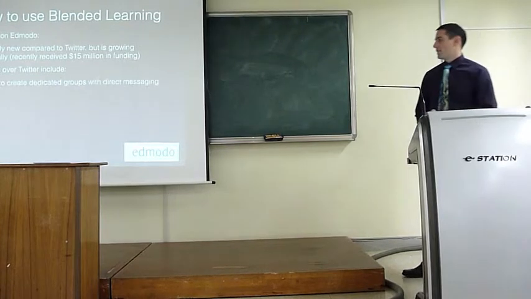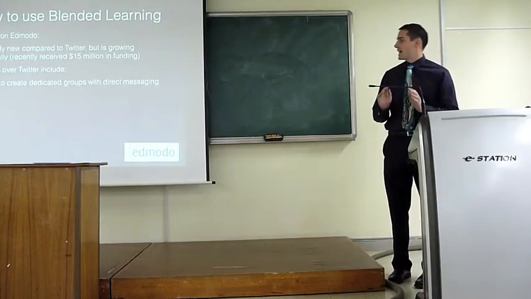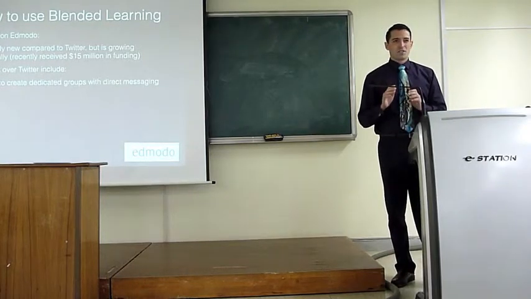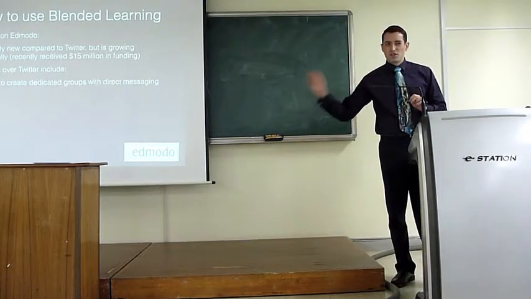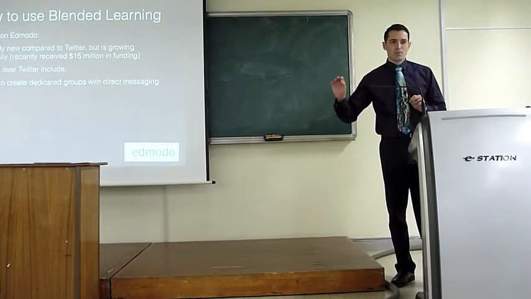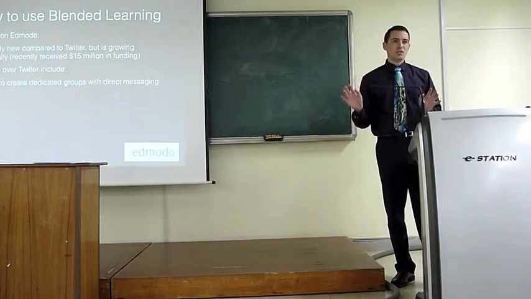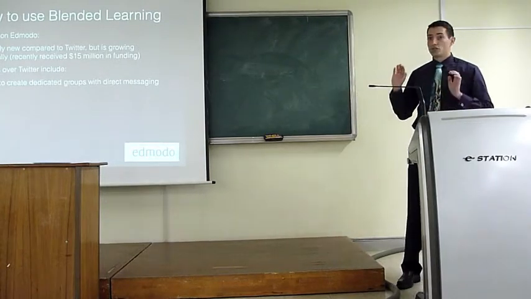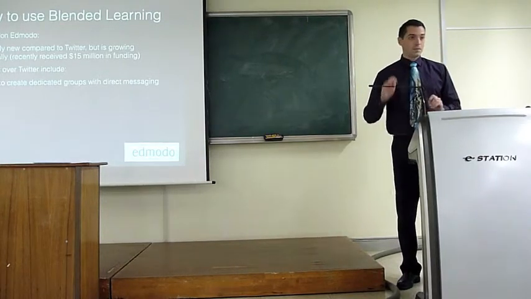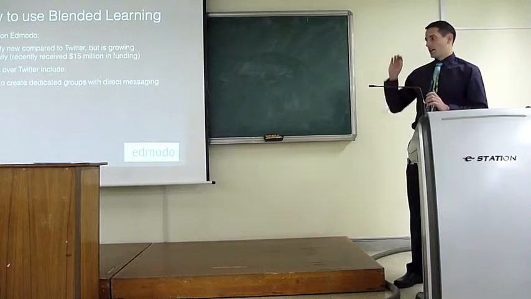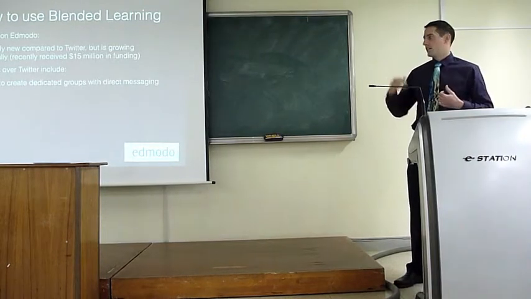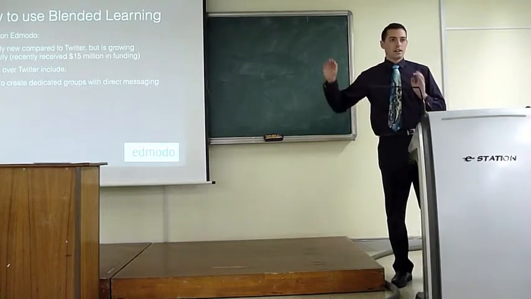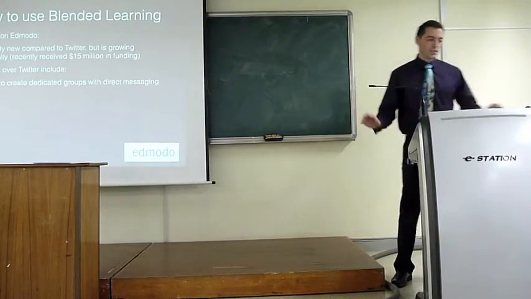So one is the ability to create dedicated groups with direct messaging. That's one of the fallbacks with Twitter. There are ways around Twitter to do the direct messaging within each group, but it's really kind of convoluted, and there's a lot of little hacks you have to do. But this makes it super simple. You set up your one profile. You create your classes. If you need to message a class directly, it'll do just that. So it's really, really simple.